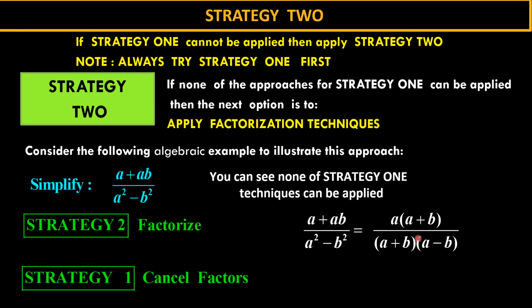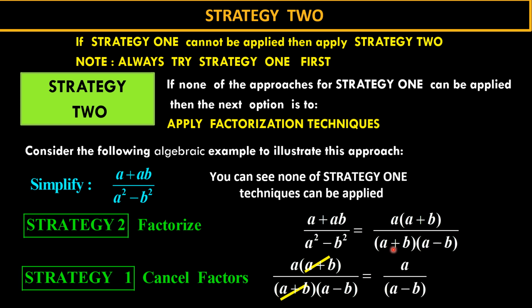So we cancel the factors. Remember, it's factors that you cancel, not terms. So I cancel the a plus b with the a plus b factor there, right? And then I now have simplified it as a over a minus b, right? Just a question here. Can this a be cancelled with that a? No, because this is a term and you don't cancel terms. You always cancel factors there. So if you cannot apply strategy 1, the next option is you try to do factorization.